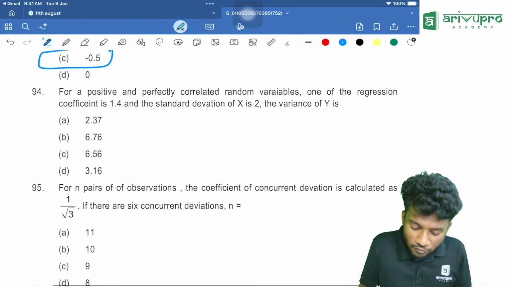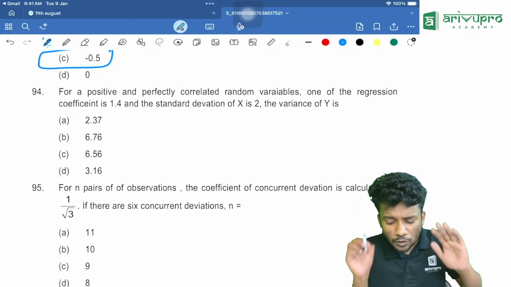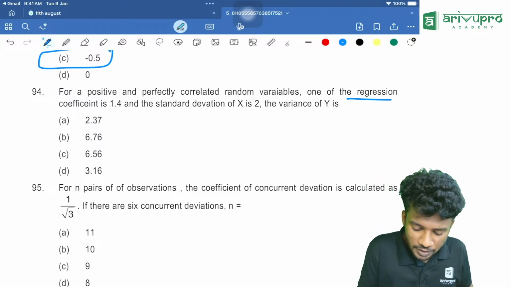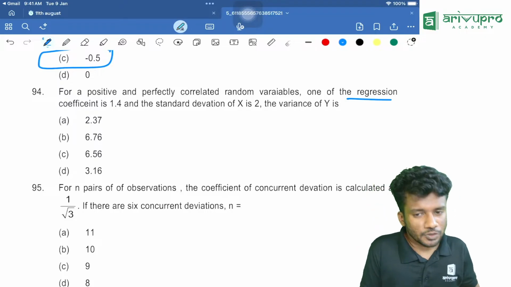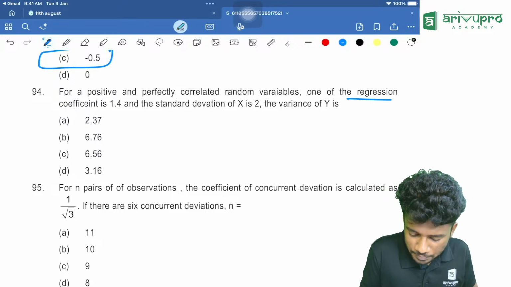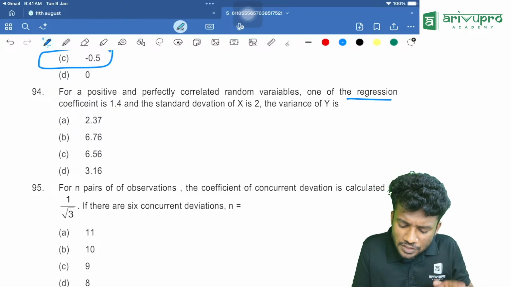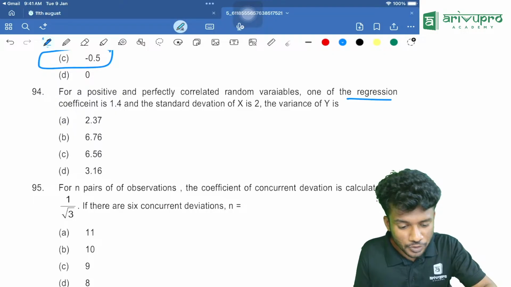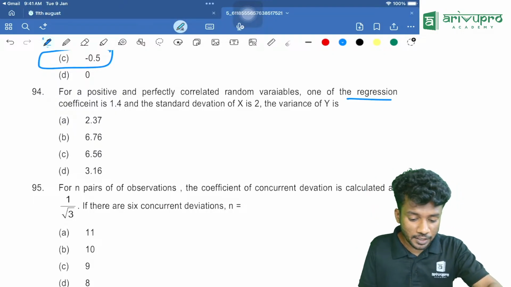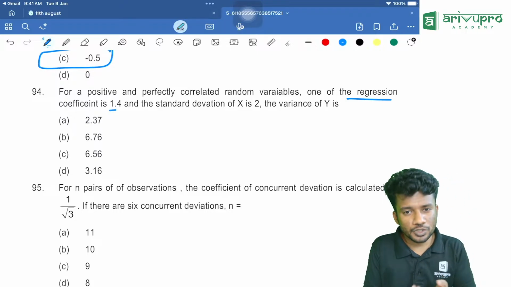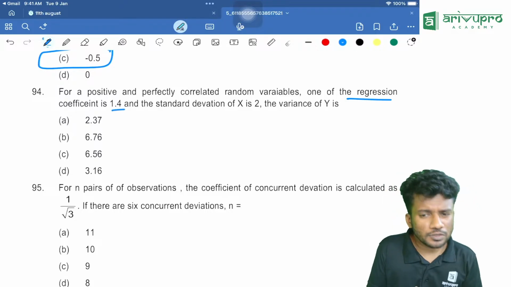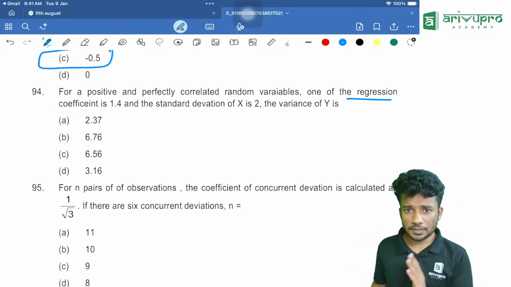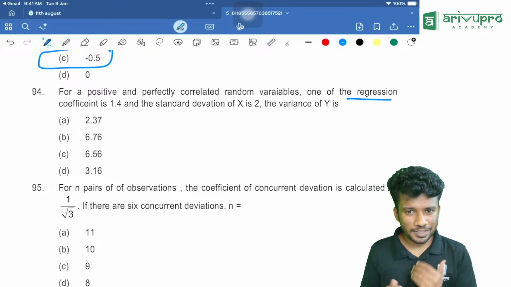Next one. For a positive and perfectly correlated random variable, one of the regression coefficients is 1.4. Actually, you will not get the exact answer over here. So, there is a small mistake in this question. And the standard deviation of x is equal to how much? 2. Then the variance of y is how much is the question. So, they are directly asking for the variance over here. According to a previous year question, previous MTP question, the value was 1.3. Yes, we will not get the direct answer. This time many errors are there in the MTP. So while reading the question, read it carefully and do it.